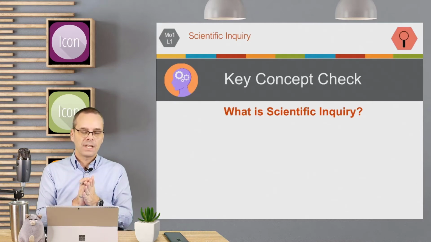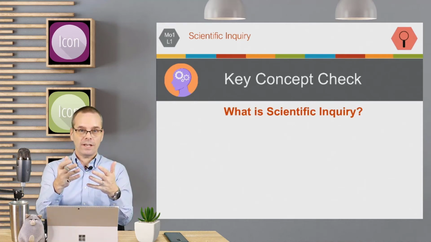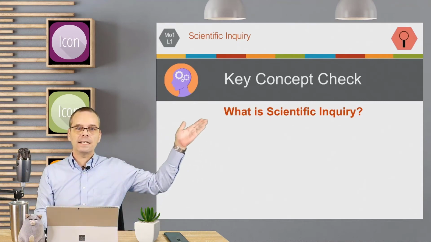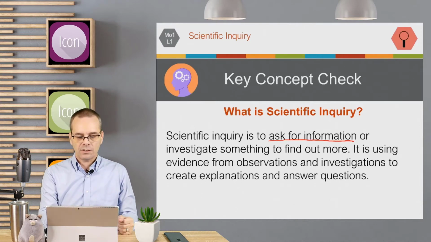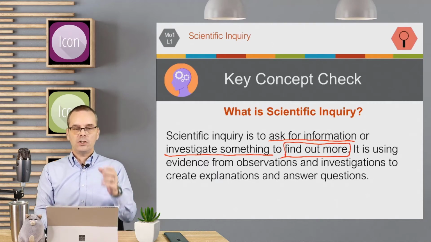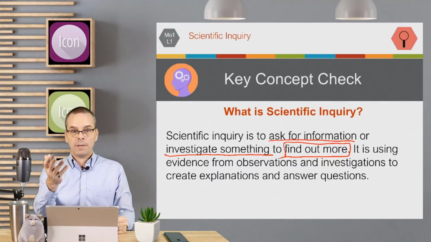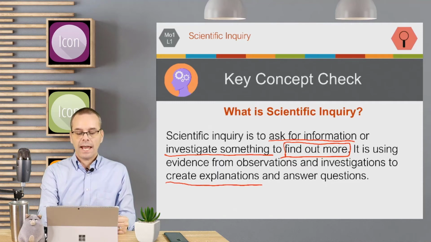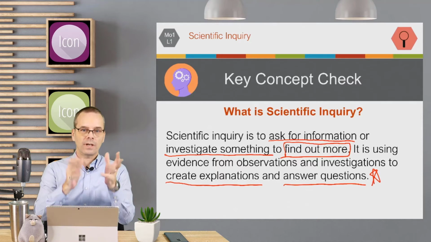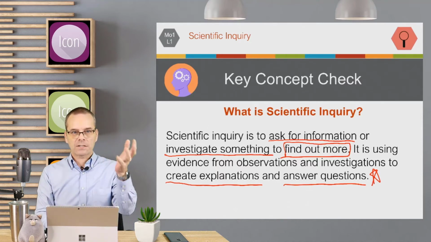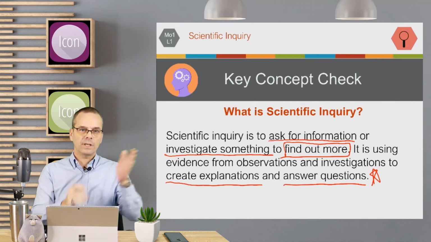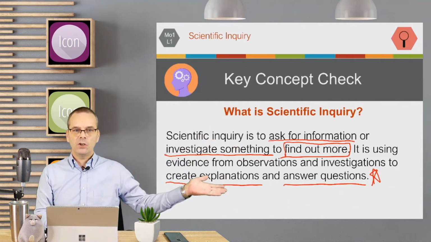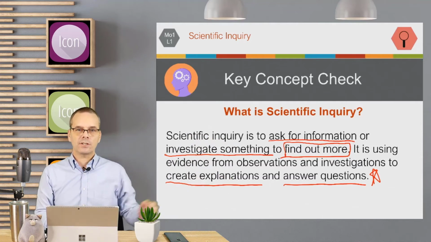So now we're at a key concept. And that is what we talked about earlier when I said this is one of the 3 things we're going to learn. And that is, what is scientific inquiry? Scientific inquiry, remember, is to ask for information or to investigate something. And the goal is to find out more. So it is using the evidence from your observations and your experiments to create explanations and to answer questions. That's what scientific inquiry is. You're going to ask for information. You're going to investigate something. Your goal is to find out more information, right? And then from all that information from the experiments, you are going to create explanations and answer questions.